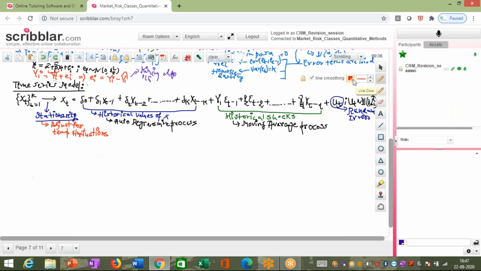Now, what are the factors which cause these temporary fluctuations? One of the key factors which causes this temporary fluctuation is trend. The second set of factors that we need to look into is seasonality.